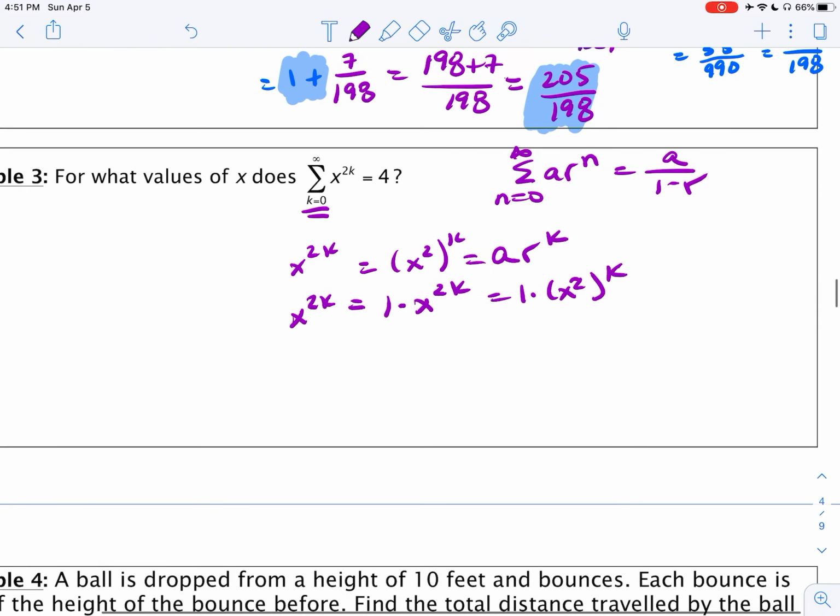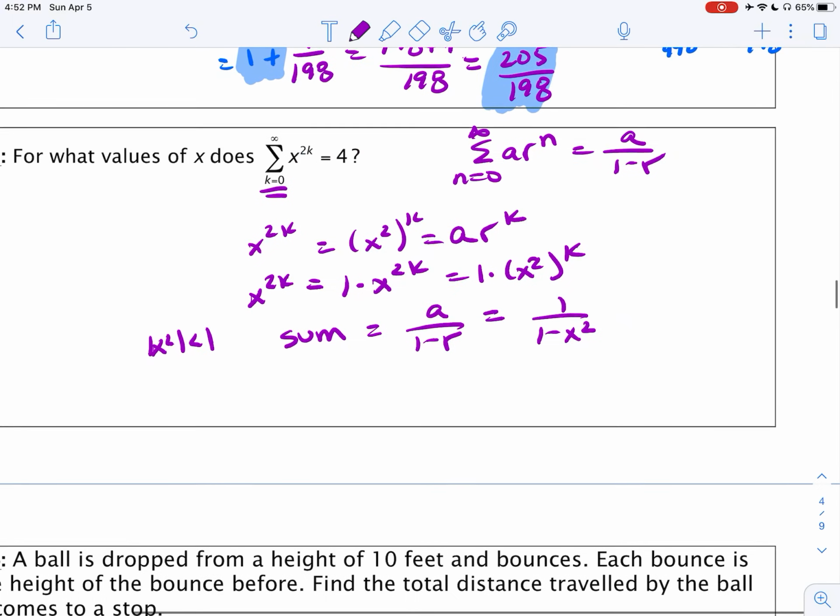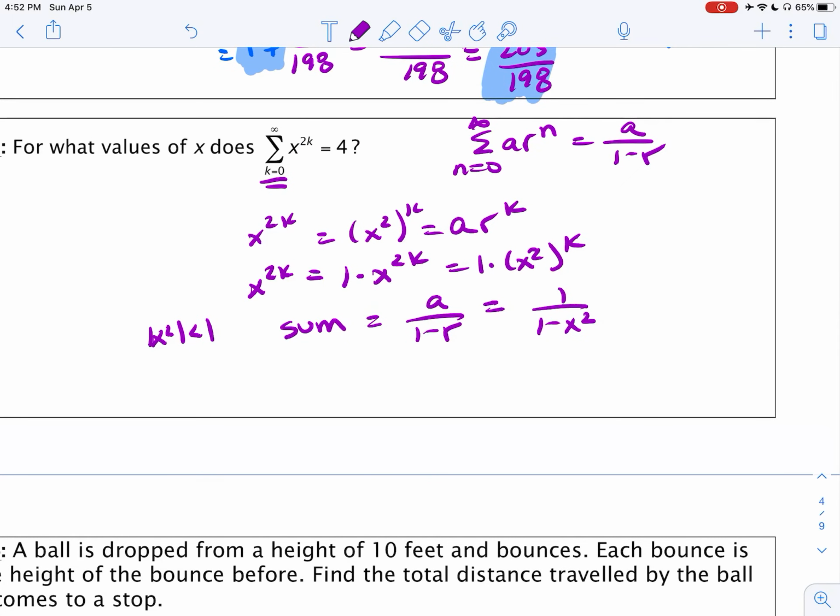Good. So we do have that a is equal to 1 and r is equal to x squared. So as long as x squared is less than 1, my sum is going to equal a over 1 minus r, and that's going to give me 1 over 1 minus x squared. Good. So if my sum equal to a over 1 minus r were to equal 4, like it does up here, we want to be able to solve for x.